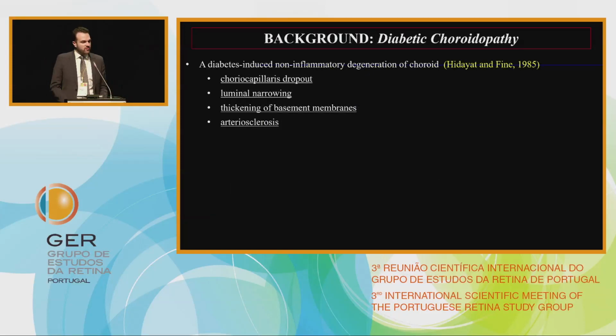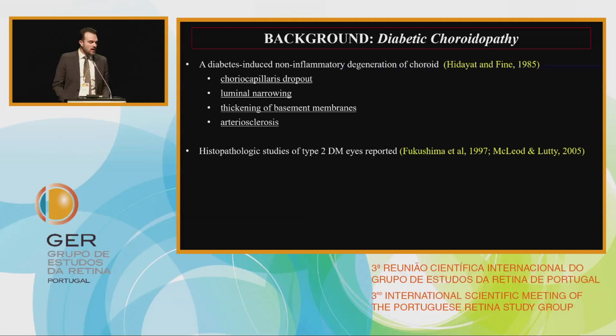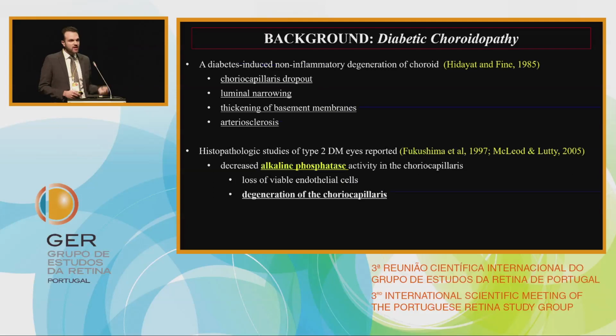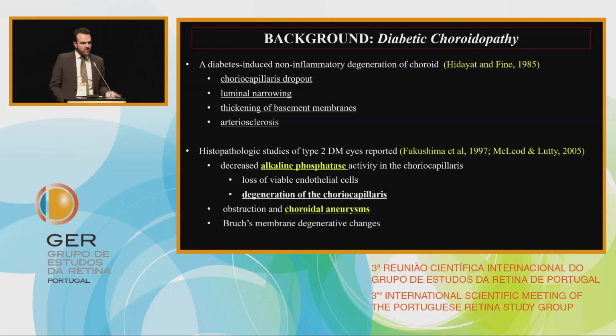Diabetes-induced non-inflammatory degeneration has already been described. For example, we have choriocapillaris dropout, luminal narrowing, thickening of the basement membrane, and atherosclerotic processes. The histopathologic studies on type 2 diabetes reported decreased alkaline phosphatase activity in the choriocapillaris. And this is mostly due to a loss of viable endothelial cells with a consequent degeneration of the choriocapillaris. There is obstruction of capillaries and also the presence of choroidal aneurysms. And Bruch's membrane shows degenerative changes.